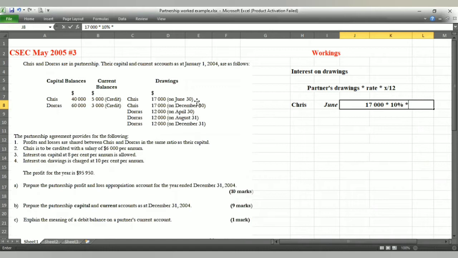If it was June 1st, the beginning of the month, then of course you would include that month. But we're not going to charge him any drawings for this month because it was taken at the end of the month. So we start from July down to the end of the accounting period. You count July, August, September, October, November, and December, and that will give us 6 months out of the year. So that is 6 divided by 12. And when you do your calculation, you would get $850.